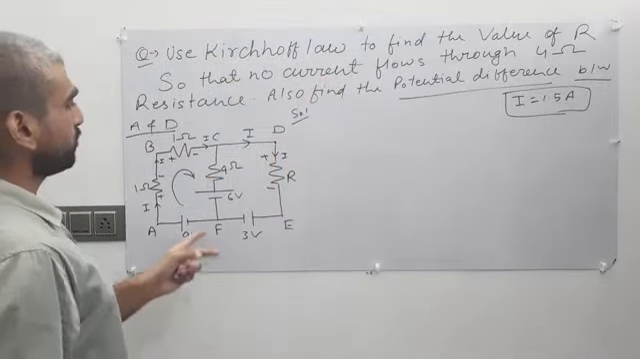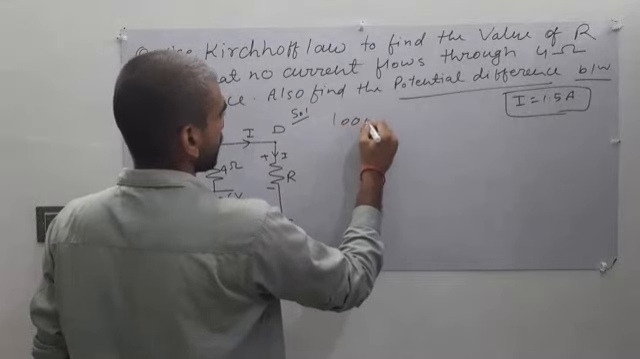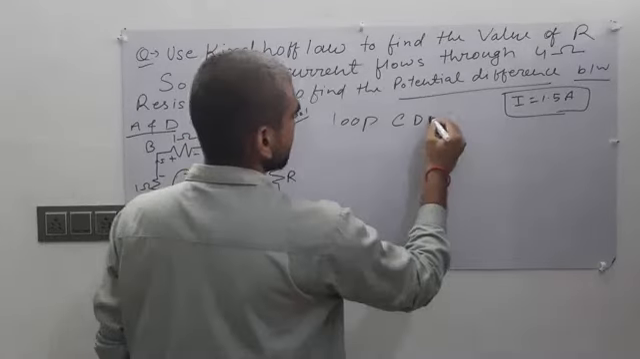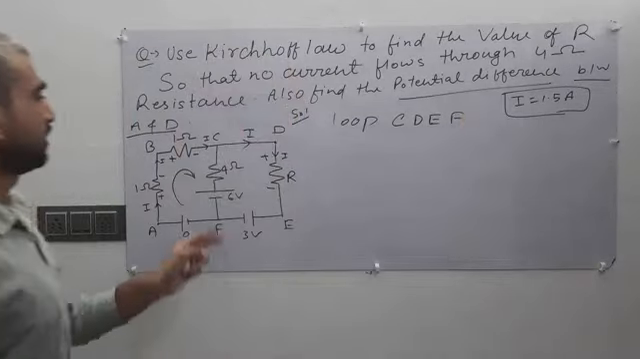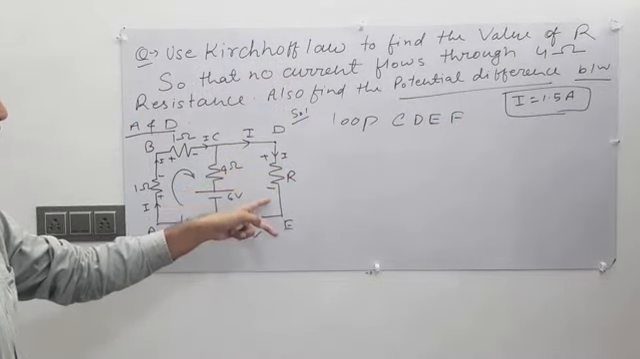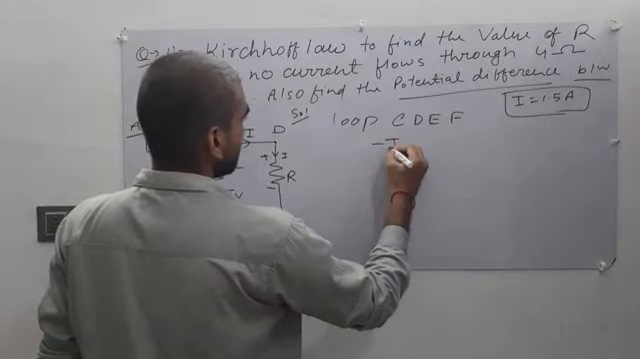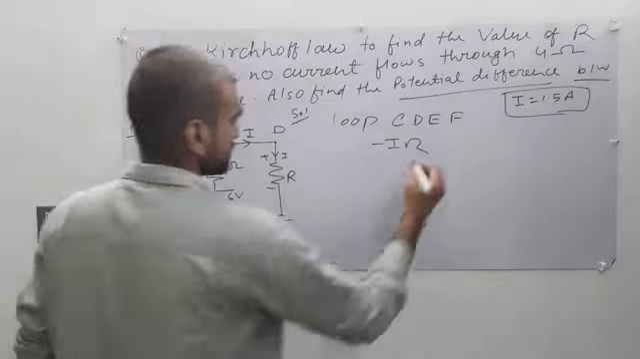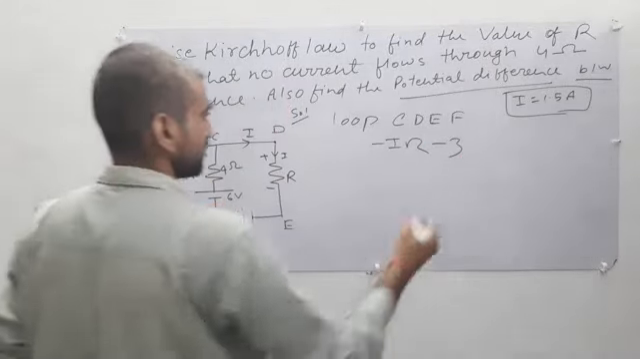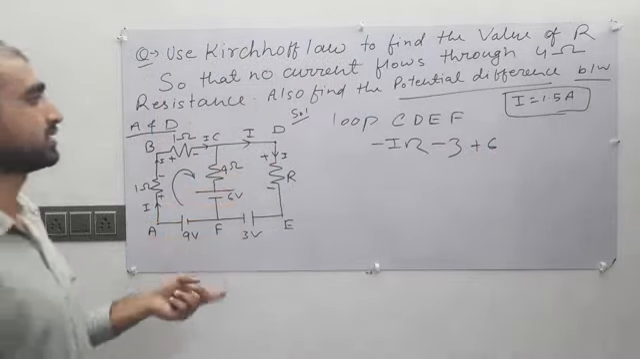Now we take loop CDEF. Current entering from this terminal which is positive and leaving from this terminal which is negative, that means minus IR minus 3 and plus 6. Because there is no current, that means the voltage drop in the 4 ohm resistance is 0.